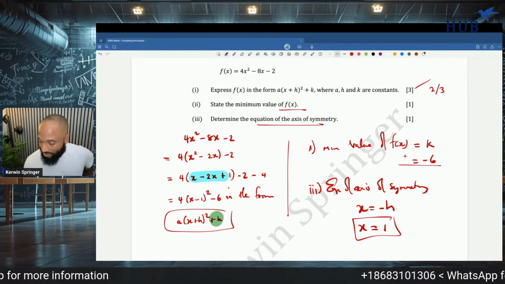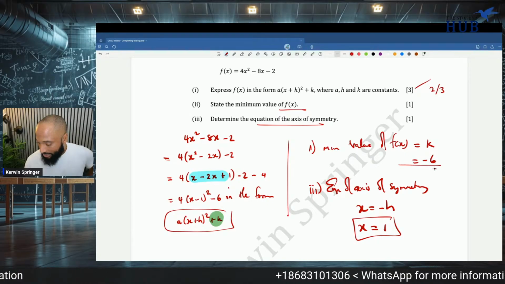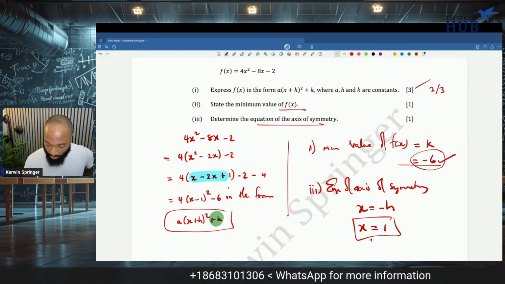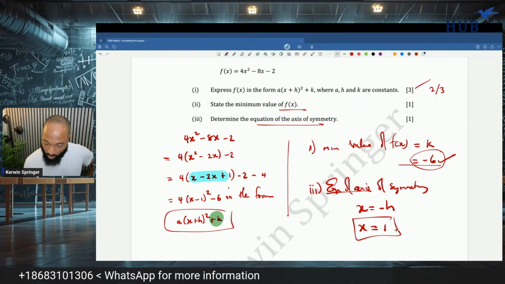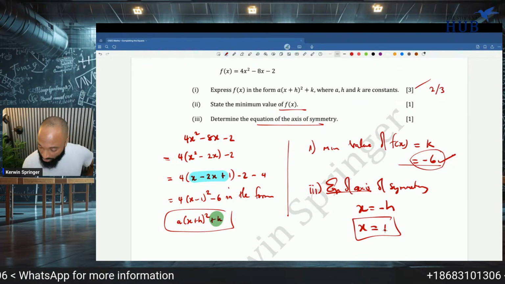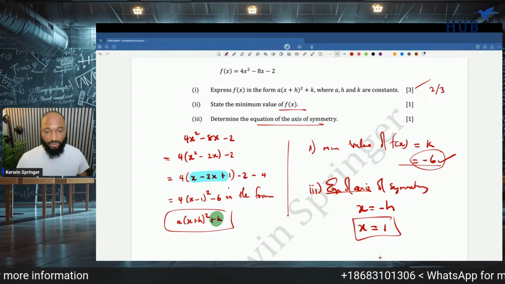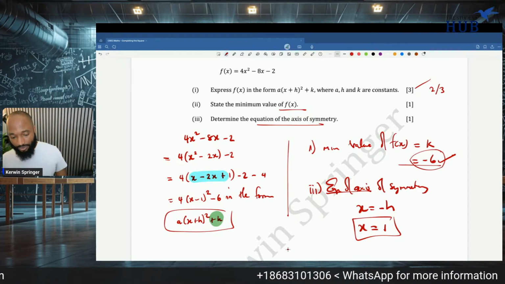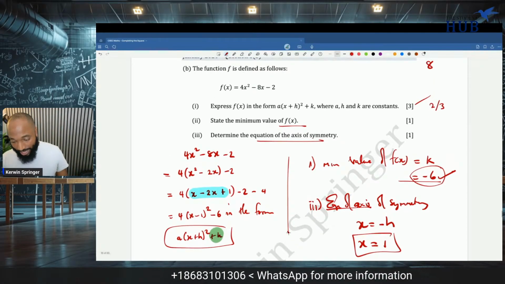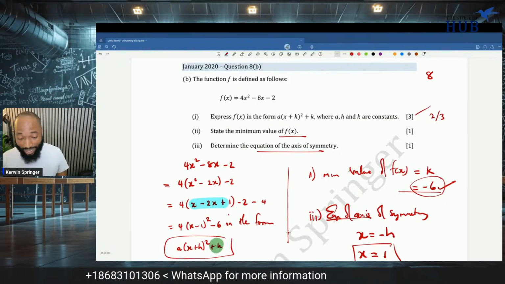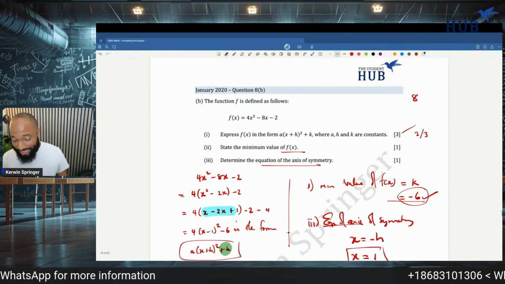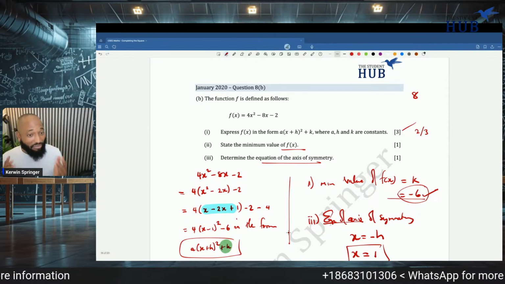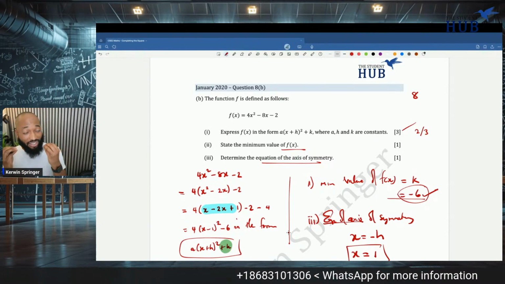You don't need the x and you don't need to write f of x here. This is stating the value. But when you're writing the equation of the axis of symmetry, that x here is needed. X is equal to 1, or x is equal to whatever negative h is. Very nice. And that's it. That's the fastest 5 marks. That was it from January 2020. What do you all think? If this comes, you're getting that 5 marks, and that is 5 tough marks.